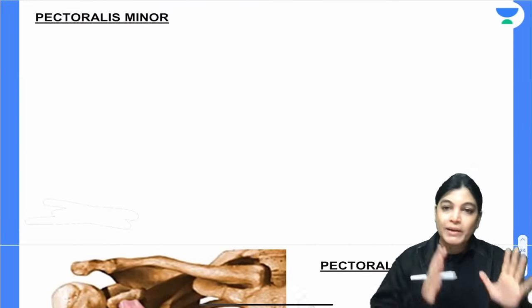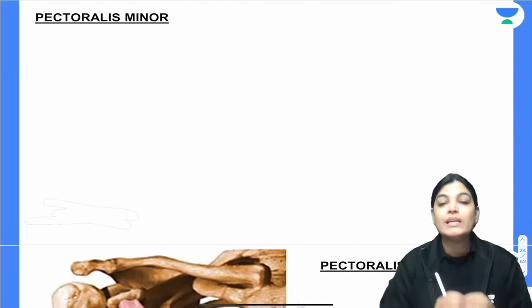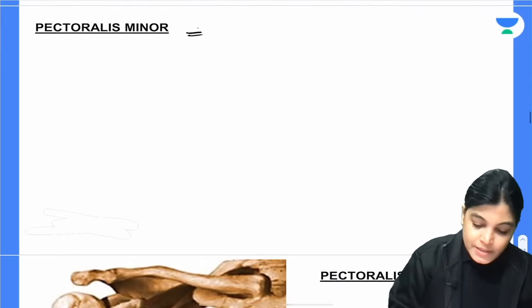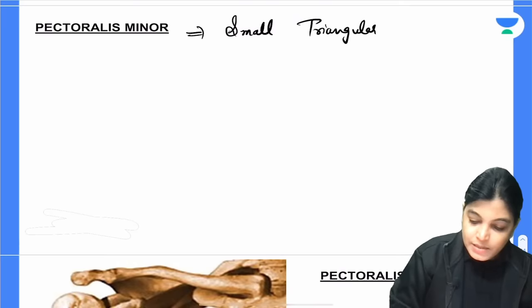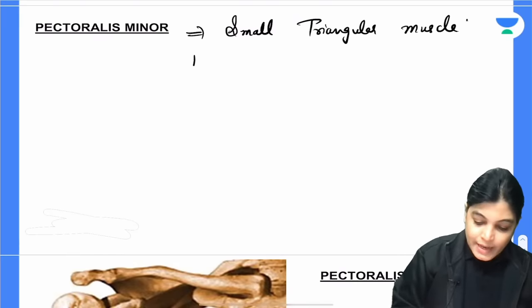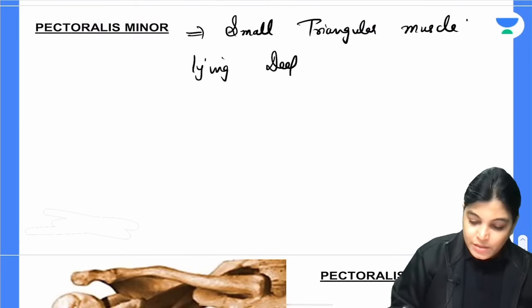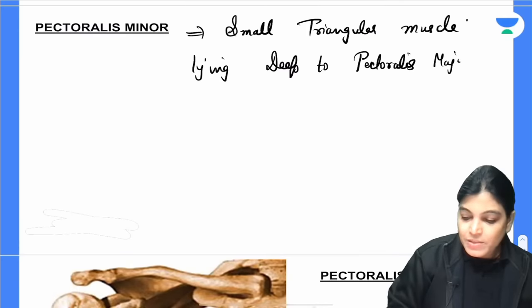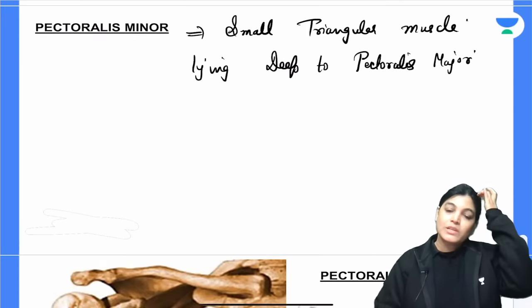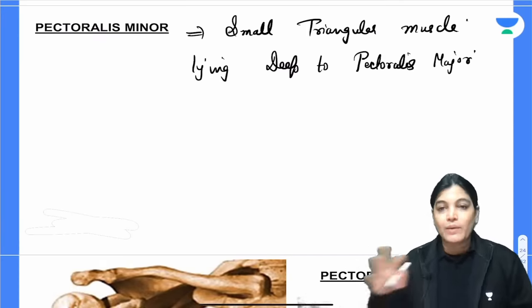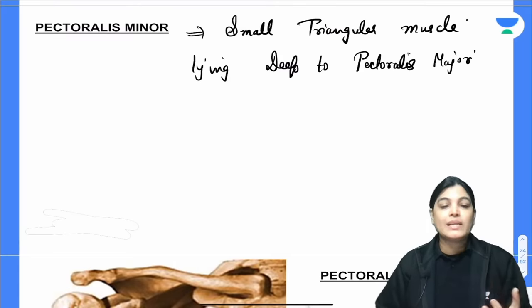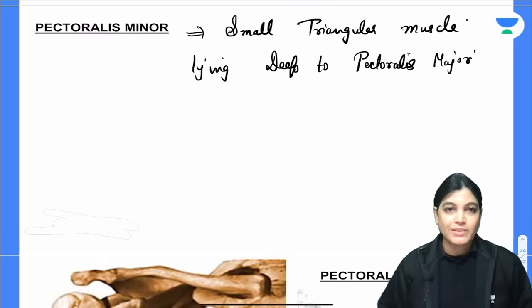So when we are talking about pectoralis minor muscle, it is a small triangular muscle in outline, lying deep to pectoralis major muscle. That means when you are going to dissect pectoralis major muscle, you have to retract it, not fully remove it. You can retract the pectoralis major muscle to see the small underlying muscle, that is pectoralis minor muscle.